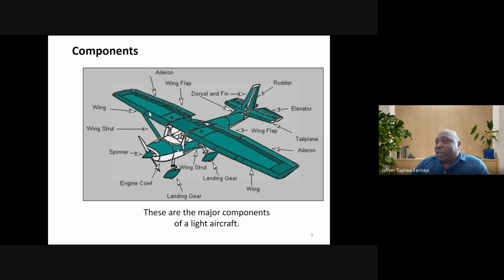Then obviously you've got the wing. And on the wing, we're going to break it down a little bit more as well and see what other subcomponents we have. Then you've got the landing gear. Okay, this one has got one in front, two at the back.